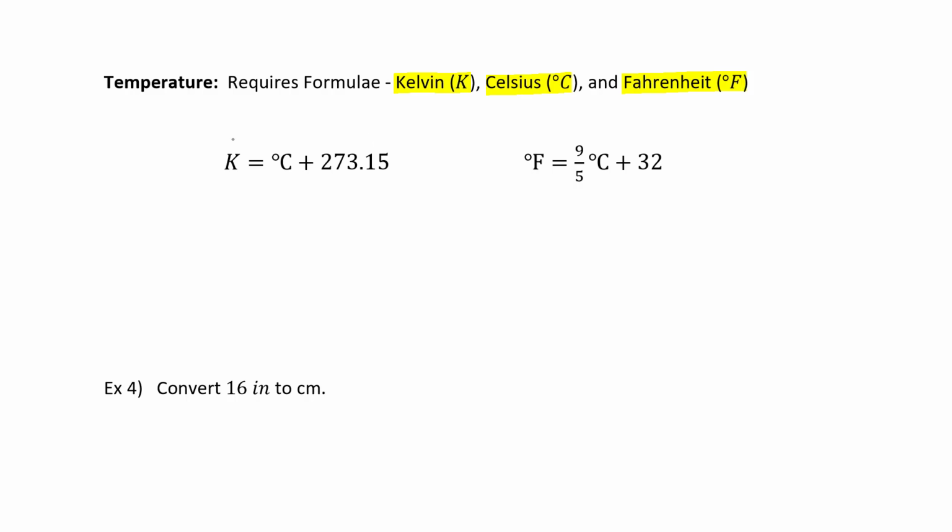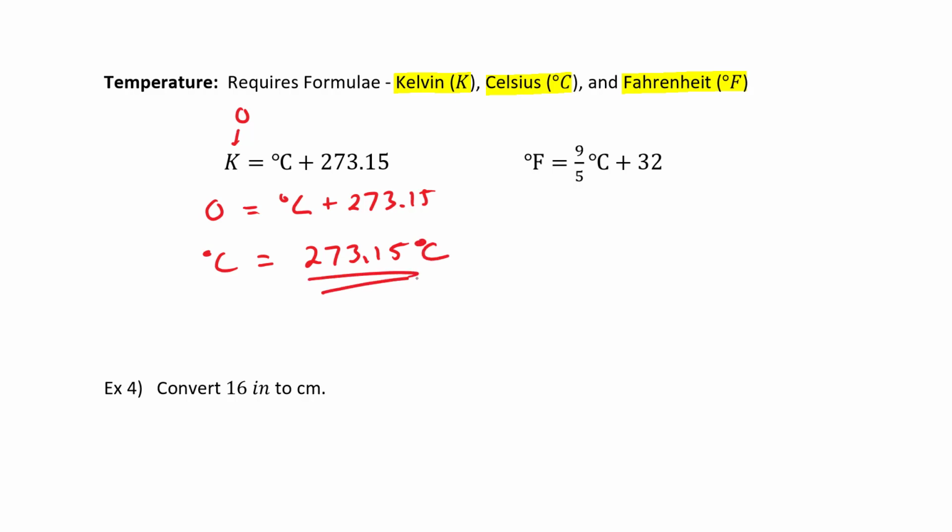For instance, what would 0 Kelvin be? Set that equal to 0 and solve for degrees Celsius. So 0 Kelvin is minus 273.15 degrees Celsius. Please note, space is not 0 Kelvin. 0 Kelvin is actually just theoretical.